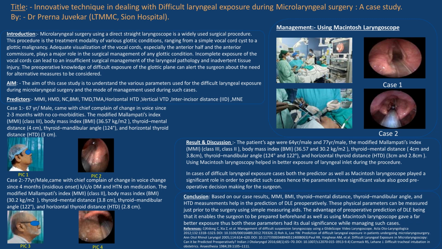Incomplete exposure of the vocal cords can lead to insufficient surgical management of the laryngeal pathology and inadvertent tissue injury. The preoperative knowledge of difficult exposure of the glottic plane can alert the surgeon about the need for alternative measures to be considered. The aim of my study is to understand the various parameters used for difficult laryngeal exposure during microlaryngeal surgery and the mode of management used during such cases.